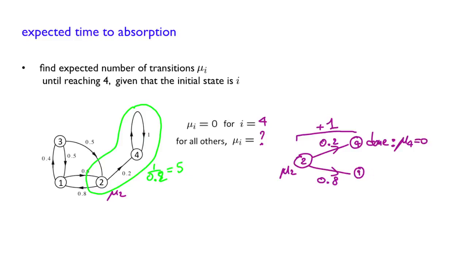Or you are in 1. And now, given that you are in 1, you want to find the expected number of transitions until reaching 4, which is exactly defined here. So here what you have is mu1.